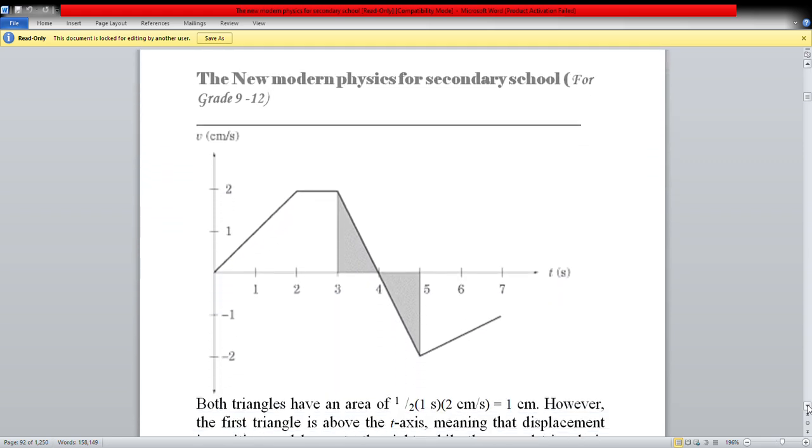Look at how we can calculate the area of the triangle and the rectangle. Okay, then we can add those areas to find the total displacement.